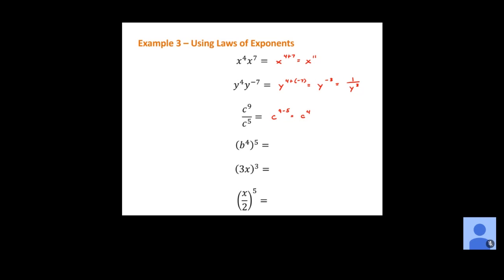All right, and then our next one, we have b to the fourth, and that entire quantity is being raised to the fifth. If you raise a power to a power, we're going to multiply those exponents. So this becomes b to the 4 times 5. 4 times 5 is 20. So we end up with b to the 20th.